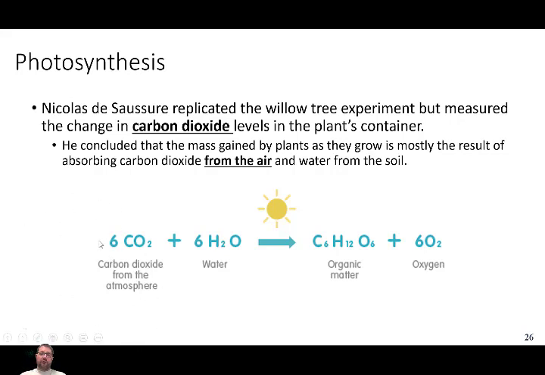6 molecules of carbon dioxide come from the atmosphere. 6 molecules of water come from typically the soil, or whatever the plant is growing in. Sometimes if a plant's growing on another plant, it's stealing the water from them. Sometimes, if a plant's growing in water, there's no soil involved. But 6 molecules of carbon dioxide, 6 molecules of water.